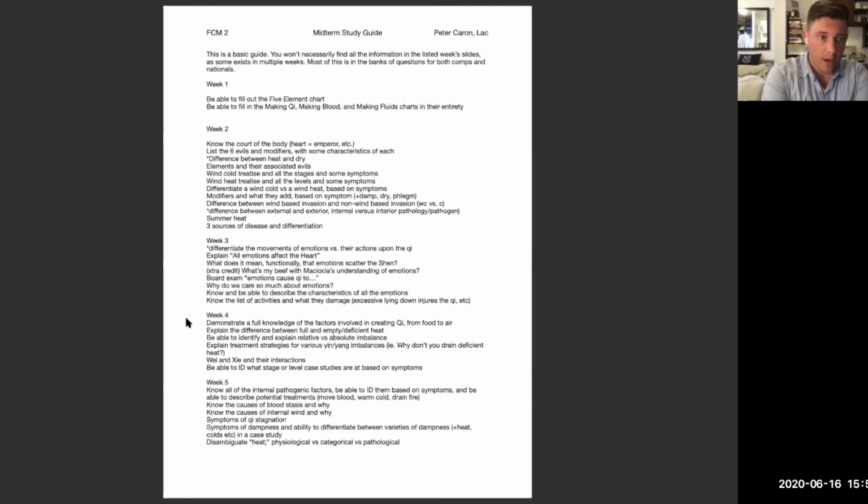Be able to explain the relationship and interactions between Wei and Xie Qi. We're going to see whether I can, normally I use some of those little bar graphs to ask those questions. Like in this case, does the patient get sick or not? In this case, what happens? So we'll see how well that translates to online quiz making, but it'd be nice to have you be able to answer those.